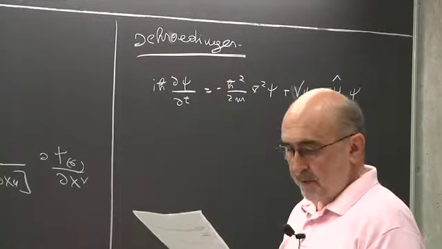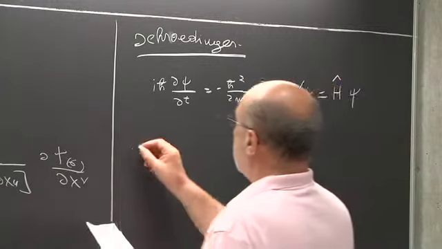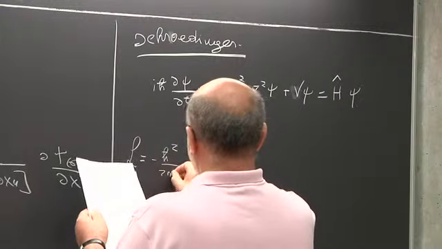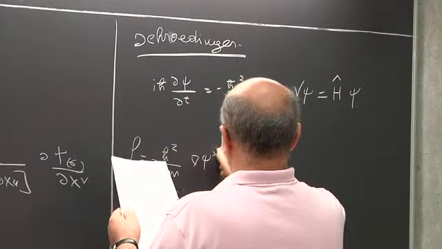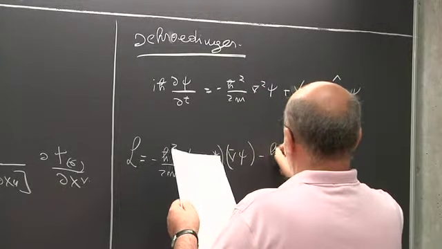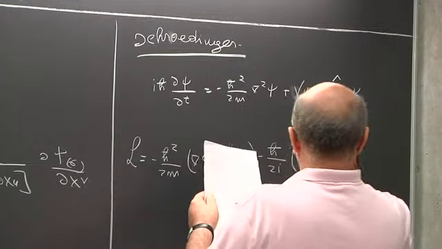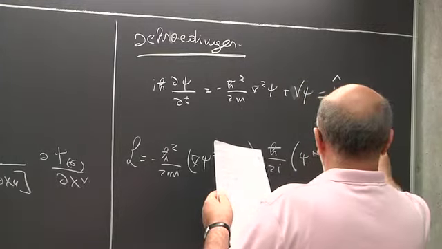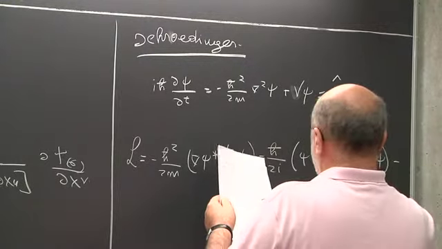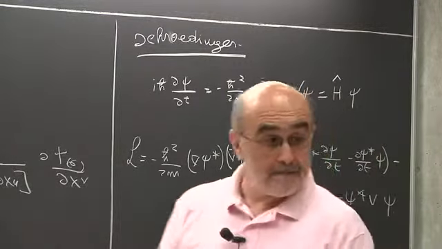We want to derive this from a Lagrangian, from a variational principle, and it's easy to see that the Lagrangian is the following: minus h bar squared over 2m, gradient of psi star, gradient of psi, minus h bar over 2i, psi star d psi dt, minus d psi star dt psi, minus psi star V psi. Okay?